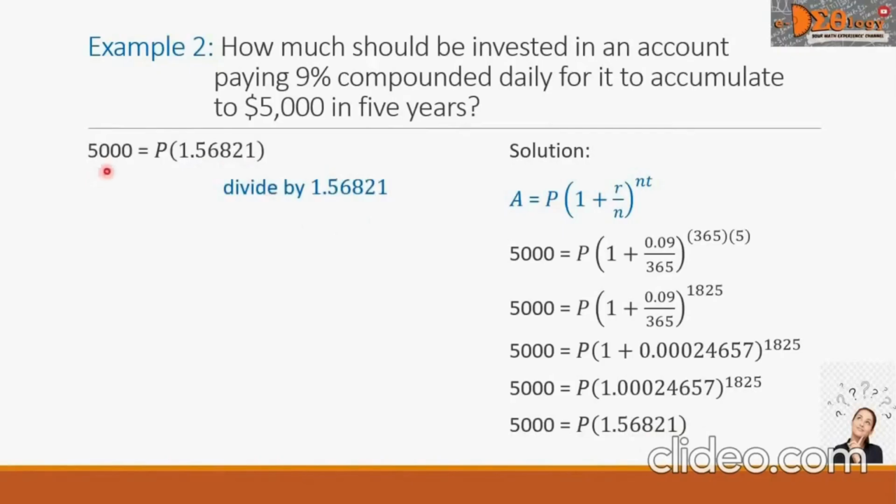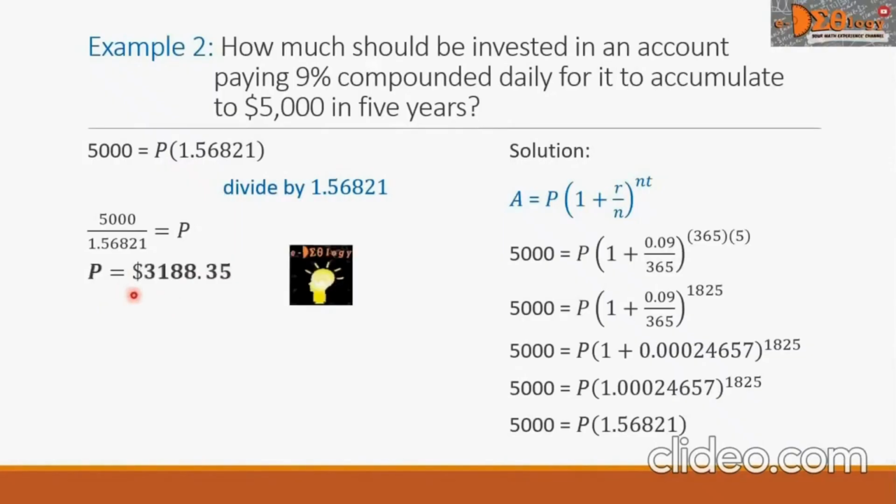Now, the left side 5,000 will be divided by 1.56821, and it will be like this. And this is equal to the right side. That decimal will be cancelled out, only P comes down. The quotient of this value is now equal to 3,188.35. This is our P. This is the principal. Let us put our dollar sign, and this is our final answer.